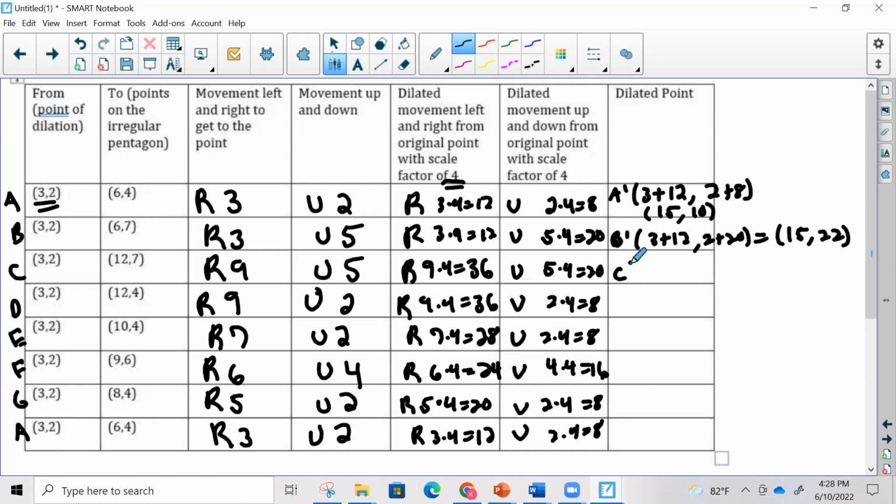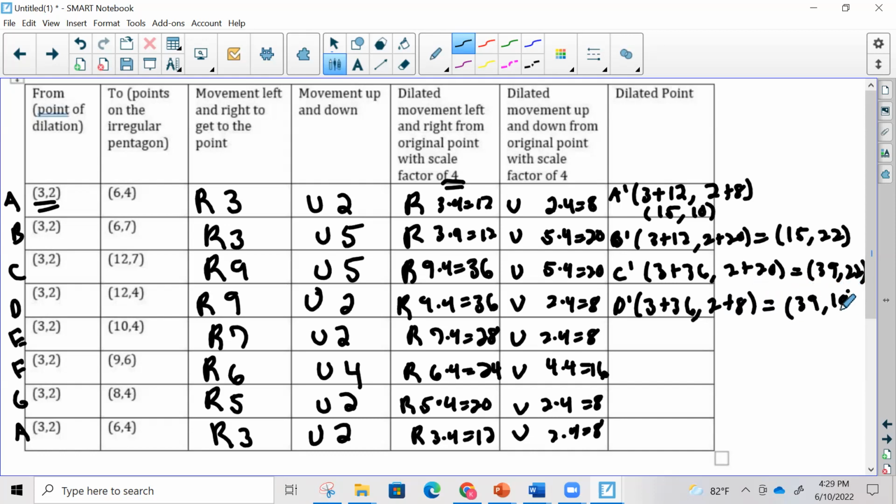Okay, C prime is we're going to take 3 and add 36, and we're going to take 2 and add 20. And so we get 39, 22. So again, always going back to the center. So I'm going to do 3 plus 36 because I'm moving right 36, and then 2 plus 8 because I'm moving up 8. And that's 39, 10.